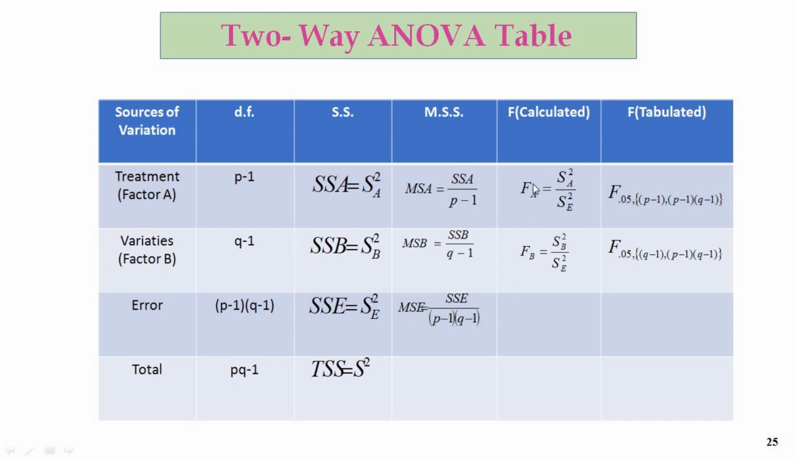And FA, that means the F value for the factor A, is equal to SA square by SE square. FB, for the factor B, is equal to SB square by SE square. And F tabulated, these values we are getting from the table at 5% level of significance, considering the respective degrees of freedom.